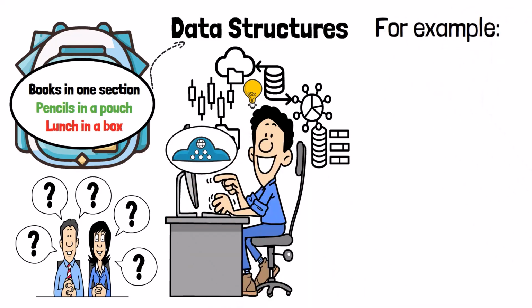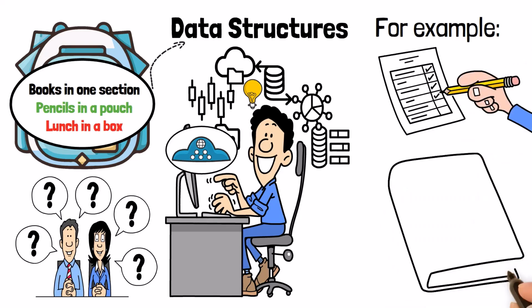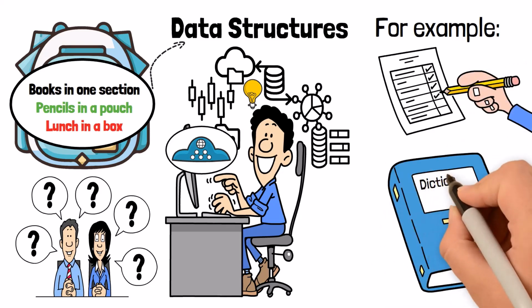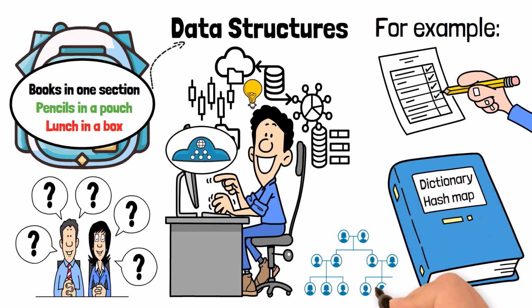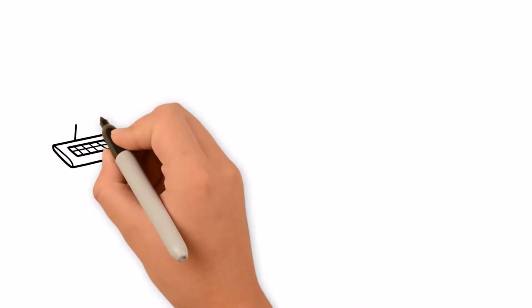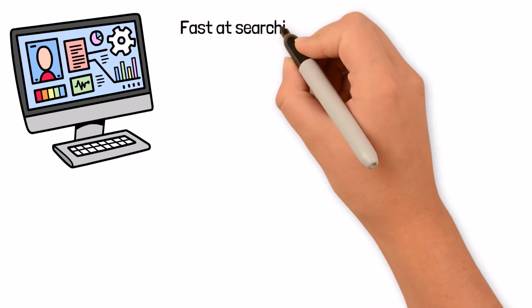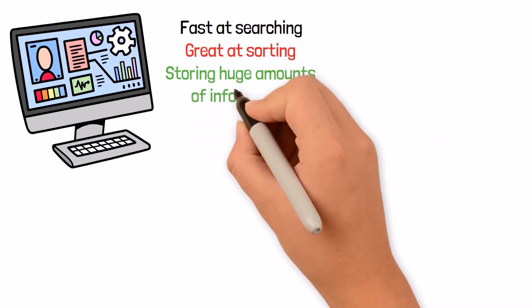In computers, we also need smart ways to store information. For example, if you want to store a list of your friends' names, you might use something called an array. If you want to match a name with a phone number, you use a dictionary or hash map. If you're organizing data like a family tree, you use something called a tree structure. Each data structure is good at different things. Some are fast at searching, some are great at sorting, some are good for storing huge amounts of information.